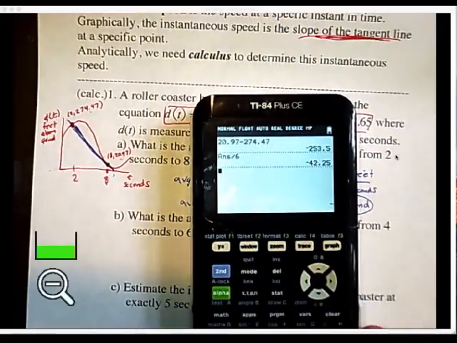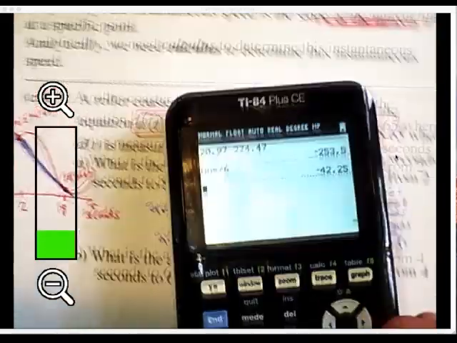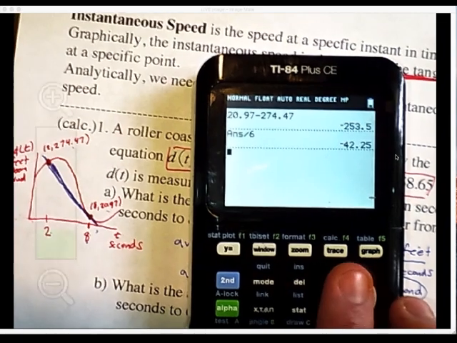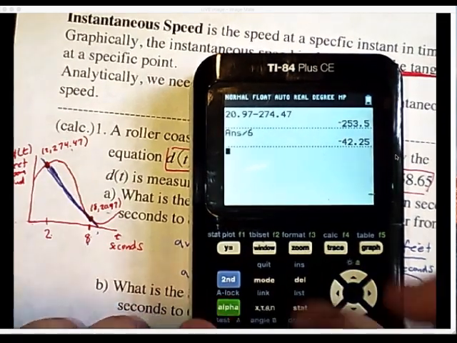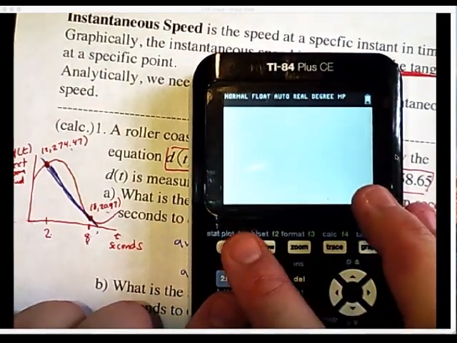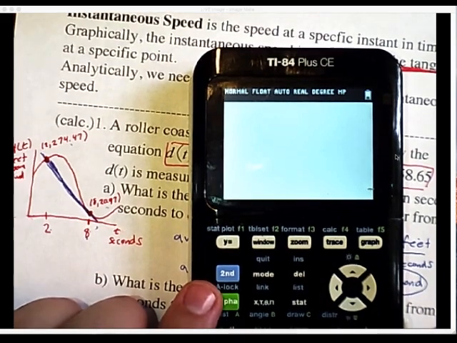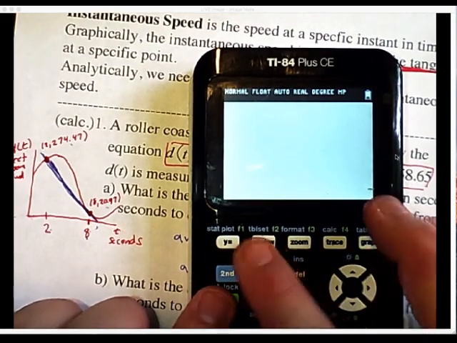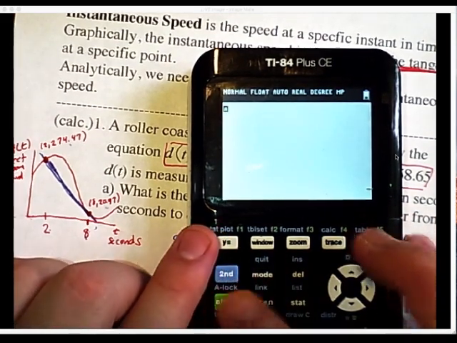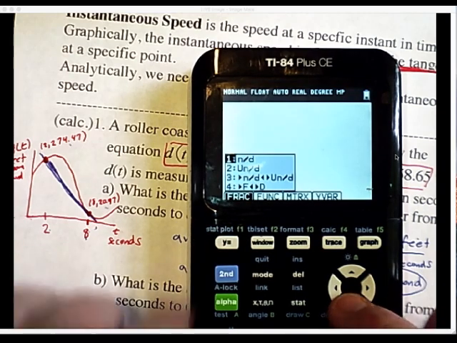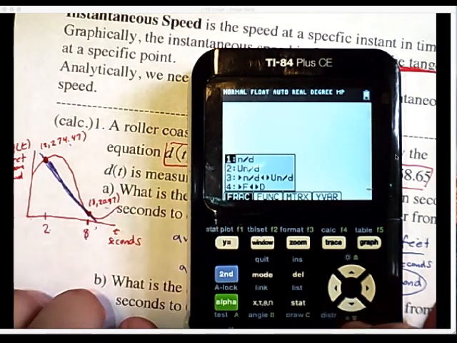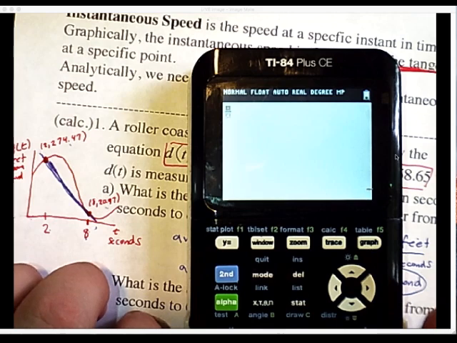Zoom in so you can see what I'm doing. We can do this in one step in our calculator. I need to get a fraction, so a shortcut to get a fraction, I'll hit alpha, y equals, and I'll choose option 1, which says n over d. It makes it like a fraction.